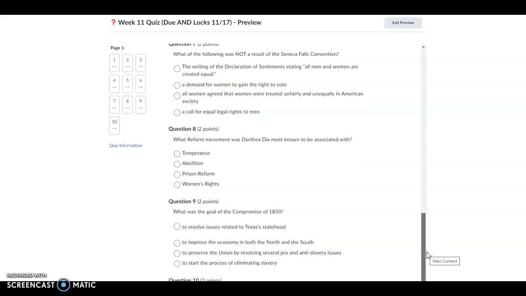Question number 8. What reform movement was Dorothea Dix most known to be associated with? Temperance, abolition, prison reform, or women's rights?